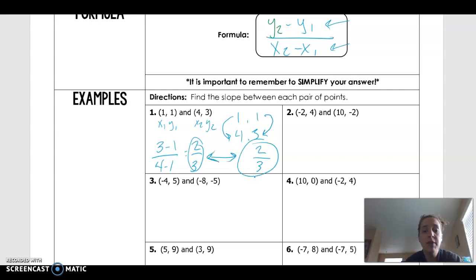So you'll see here I've got the same thing. So I'm really doing the same thing. It's just how you organize it in the formula or in your brain. So let's look at this next example, example number 2.